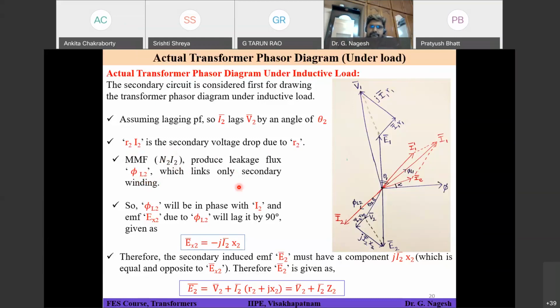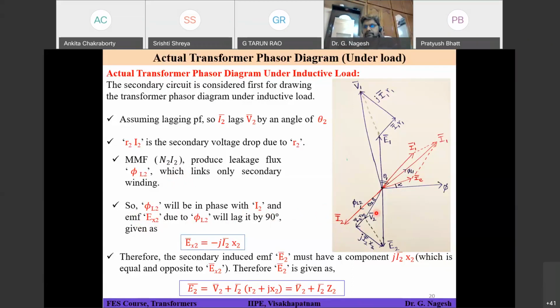The mutual flux is the one linking both the primary and secondary windings, and the leakage flux phi L1 links only the primary winding. Because of that, you will have a voltage drop term called the reactive drop. Similarly, phi L2 is the leakage flux in the secondary winding, and it will be in phase with secondary current I2, as shown here. The EMF EX2 due to phi L2 will lag it by 90 degrees.